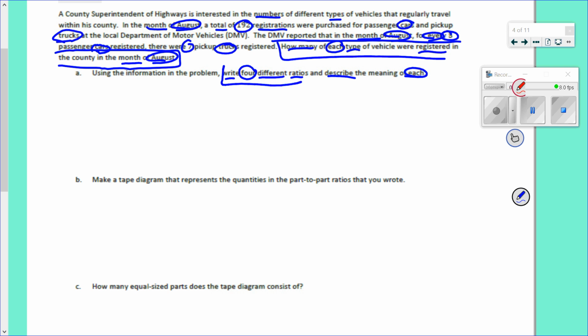So we have 2 parts here. We need to write 4 ratios and describe their meaning. Given what we just talked about in the notes about part-to-part, part-to-whole ratios, looking at the numbers that they have given us, who thinks that they can give me a ratio for this problem? What do you got?